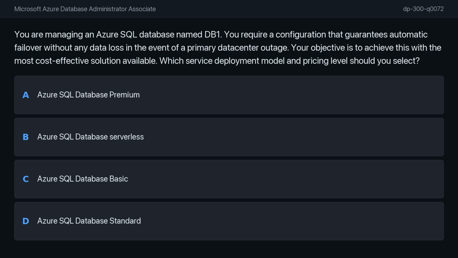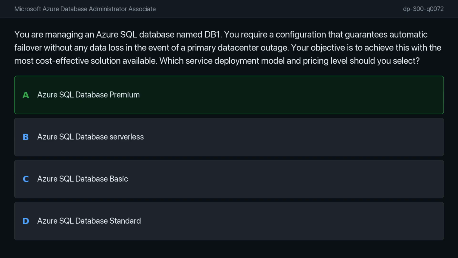This question tests your understanding of high availability in Azure SQL Database. Specifically, it asks how to maintain zero data loss during a full data center outage. You need to consider how different service tiers handle redundancy and failover mechanisms to ensure business continuity without downtime or data corruption when regional infrastructure is compromised.